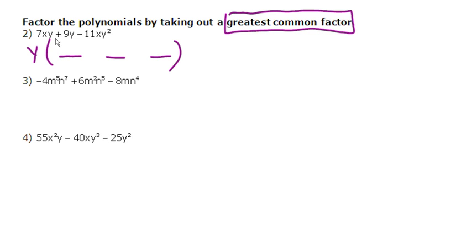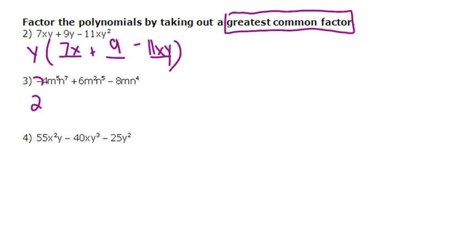So if I take out the y from the first term, I have 7x left. If I take out the y from the second term, I just have a 9. And if I take out the y from the third term, I have 11xy. And that's all I'm doing. So when it just says factor by taking out a greatest common factor, you don't have to do the box method.